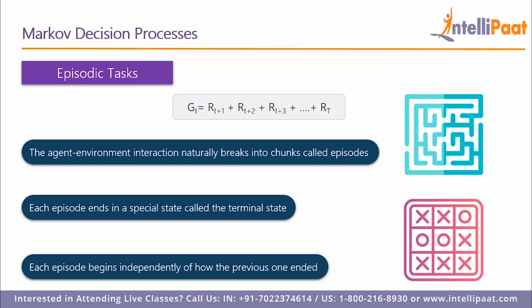We can also take the example of a tic-tac-toe game where the agent is trying to win the game. Each episode ends by either winning or losing the game, that is, either three X's will be in a sequence or three O's will be in a sequence.